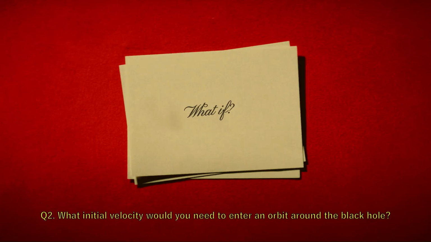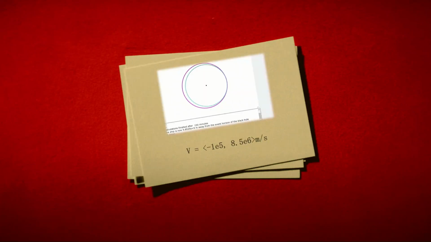What initial velocity would you need to enter an orbit around the black hole? Through trial and error, I found that an initial launch velocity of -1 times 10^5 in the x direction and 8.5 times 10^6 meters per second in the y direction would allow the spaceship to orbit the black hole without being sucked in.